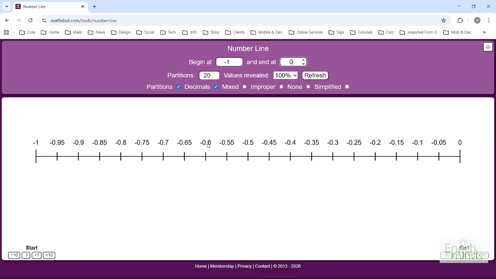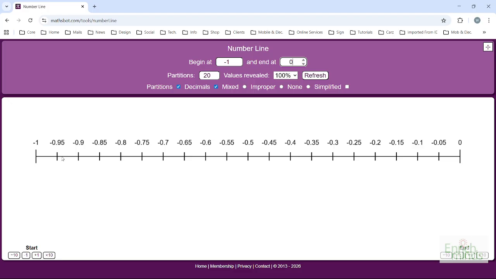As we move to the left side, the numbers become smaller. So a number like negative 0.95 is smaller in value than negative 0.9. When we are dealing with negative numbers, the number with the larger absolute value has the smaller value.